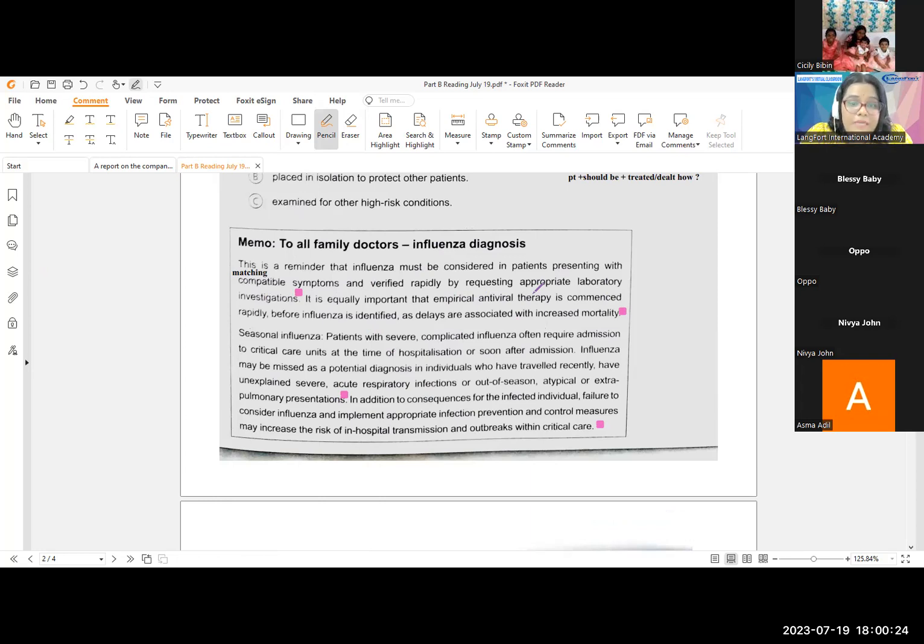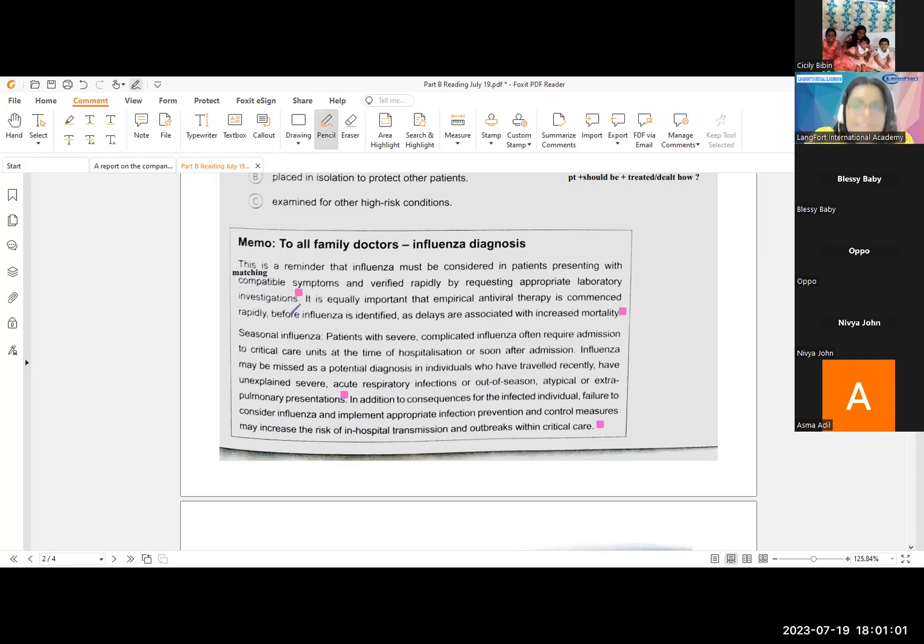And sometimes people who have severe and complicated influenza may need to be sent immediately to the critical care unit at the time of admission or soon after admission. And sometimes you may miss the influenza diagnosis, maybe because the patient might have traveled, or it is out of season, and they have severe unexplained respiratory infections or other pulmonary presentations. If you fail to consider the condition and start appropriate treatment and other measures, it may not only put the patient at risk, at the same time it increases in-hospital transmission and may lead to an outbreak in the critical care unit.